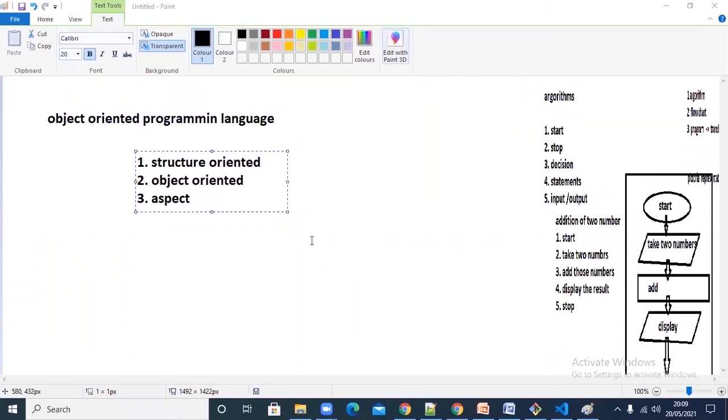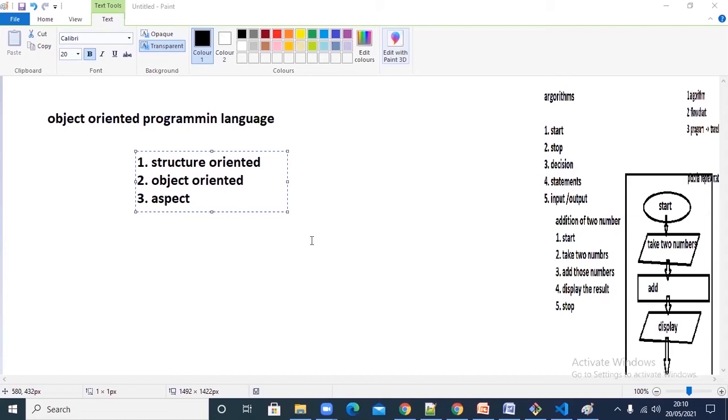That means, while we are writing the program, the kind of style we are using will tell you whether you are using structure oriented, object oriented, or aspect oriented. It is based on the way they developed it, because even our human language has some categories, right? In the same way, computer programming languages are also classified into three types: structure oriented, object oriented, and aspect oriented.